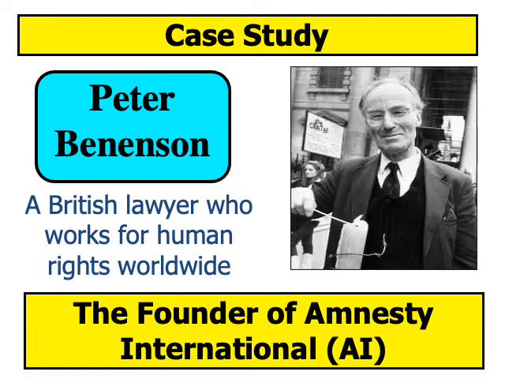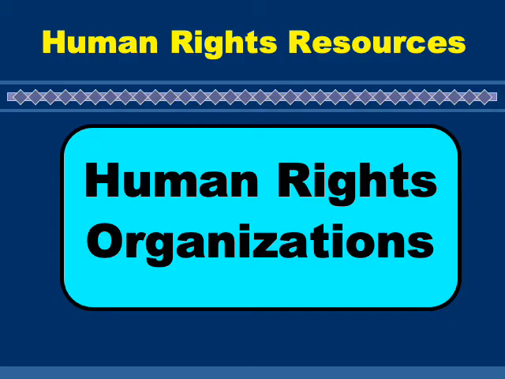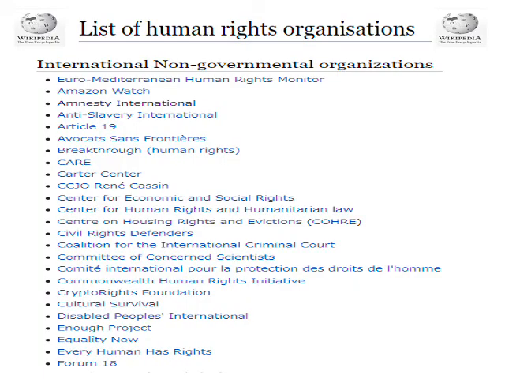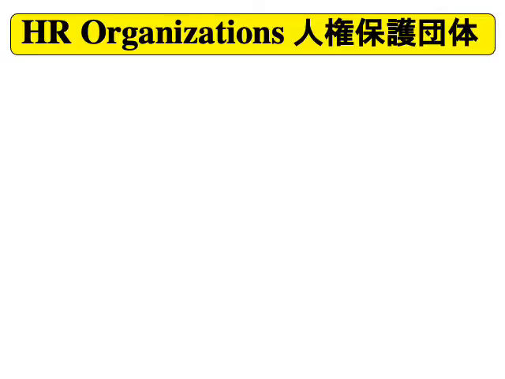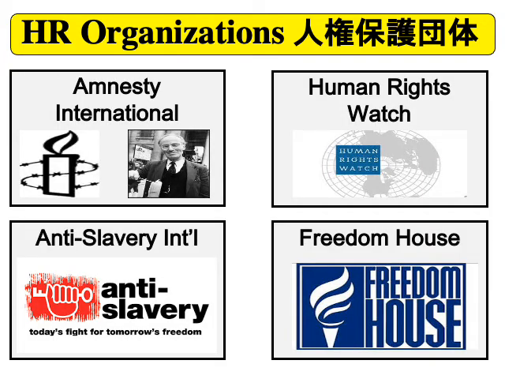Or somebody like Peter Benenson, the British lawyer who founded Amnesty International, who got angry that people were being arrested only because of their opinions. And human rights organizations. If you go to Wikipedia, there's a long list of human rights organizations. From there, I choose maybe about 4, okay? For my students, I'll say, okay, we're going to break into groups, 4 people, each person gets a different organization to study. Here they are: Amnesty International, Human Rights Watch, Anti-Slavery International, and Freedom House.